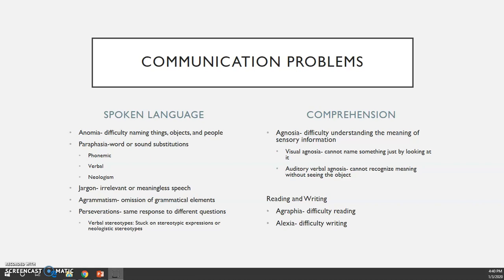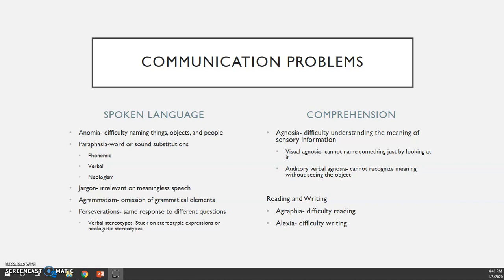We can have phonemic paraphasias, which is a sound substitution related to phonemic changes. So if we say the cat is in the tree, but instead we say the bat is in the tree, we've had a phonemic paraphasia. We're just changing the simple sounds within the word.